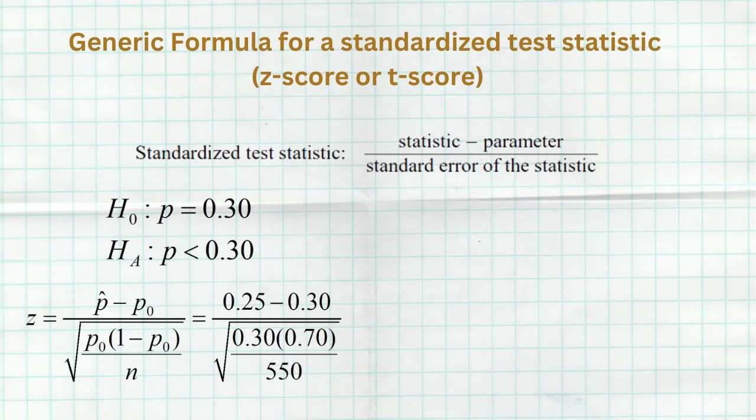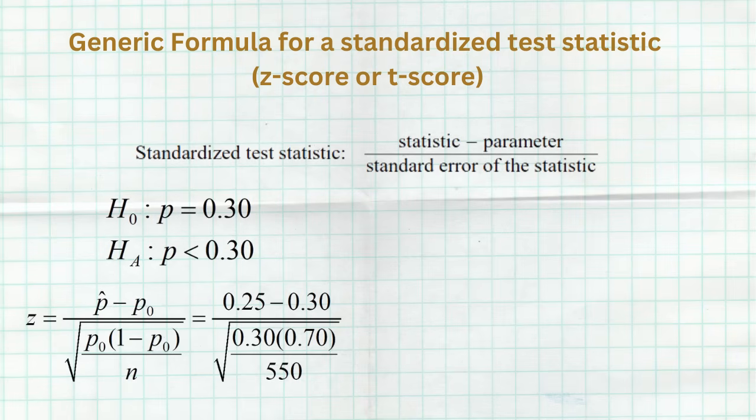If you are working with proportions, which means you're going to need a z-score, and your null is that the true population proportion is 30%, and the alternative is that you think it's less than 30%. So just showing how we're going to be utilizing this formula here, we're going to take our sample statistic. Let's just say our sample showed 25%.